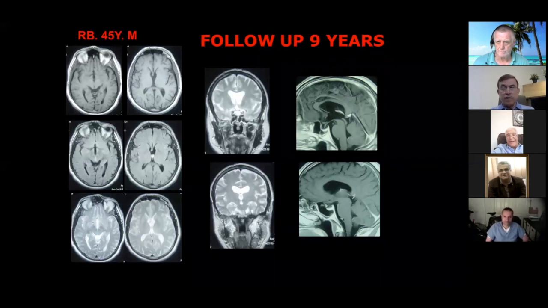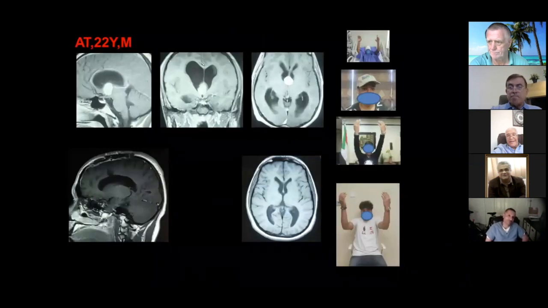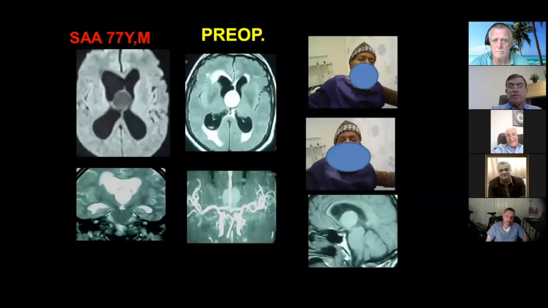Microneurosurgery, I think, is a very good tool and remains a very good tool, though I believe also that neuroendoscopy is a very good tool. A 23-year-old female patient with this colloid cyst, and this is before and after surgery. Another patient, a 22-year-old male with this lesion, pre and post.